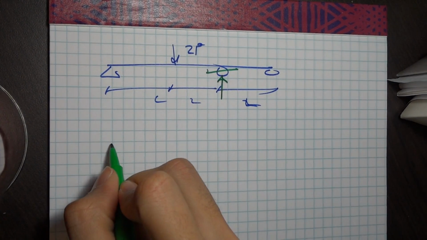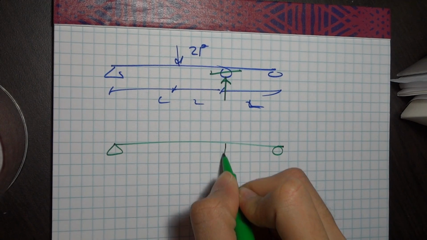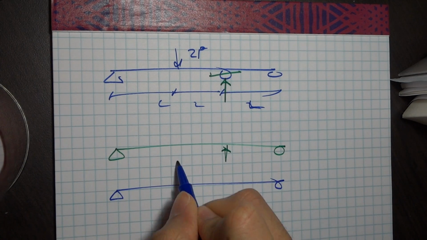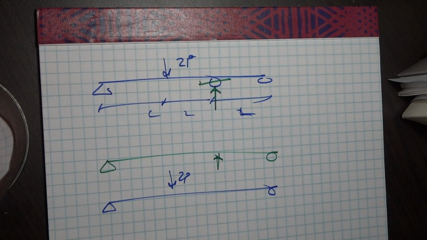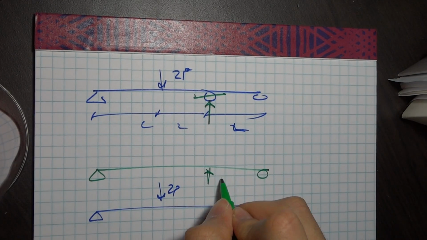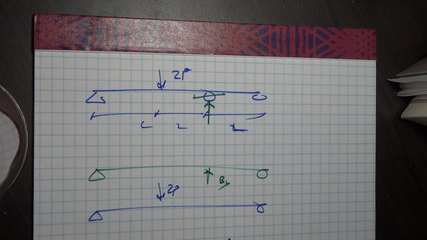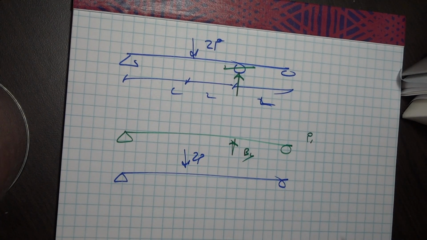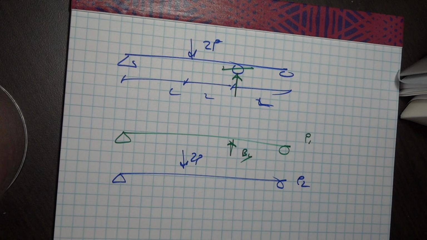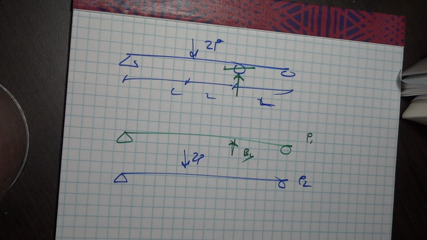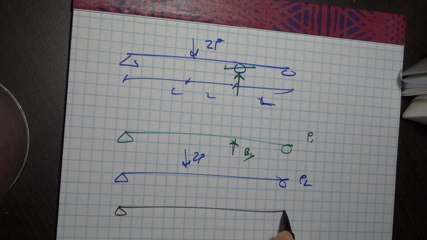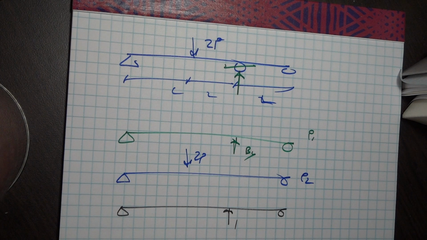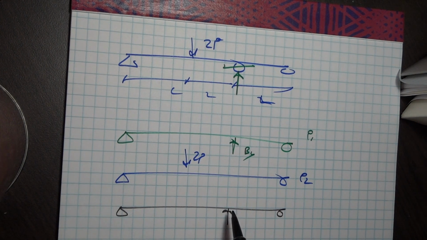I'm going to end up analyzing this system plus this system. This is 2P, this is P, this is By. And this is my P1 system. This is my P2 system. I need a Q system. My Q system will be very similar to my By system. It'll just be 1. And the reason is that I'm interested in the deflection at B.